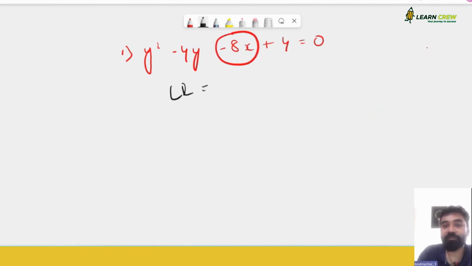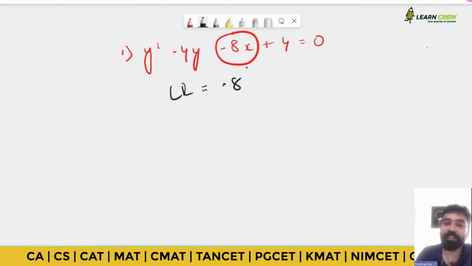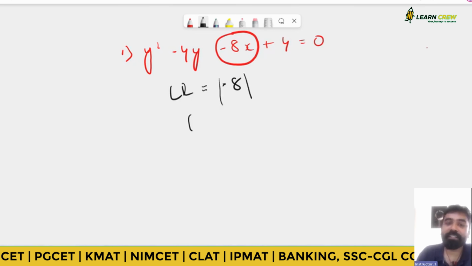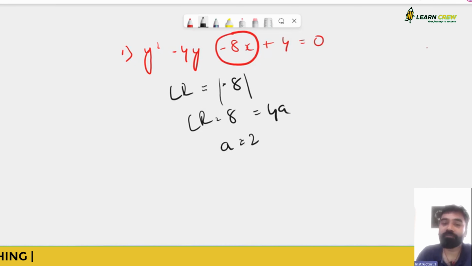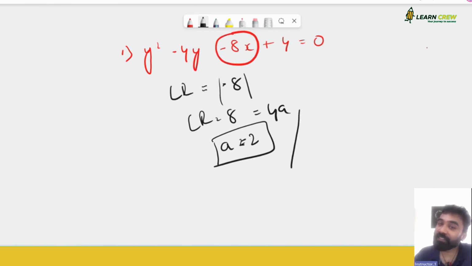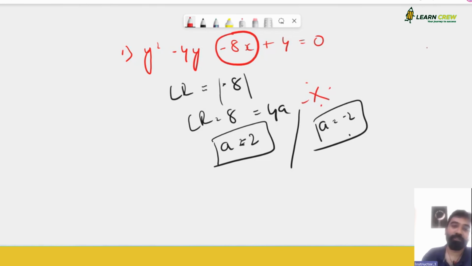Latus rectum equal to minus 8. Okay. So this cannot be a negative value. Obviously, it's a distance. It cannot be a negative value. So I'm going to take the mod of it. So latus rectum equal to 8, or this is equal to 4a, or a is equal to 2. Here, there is another scenario. A is equal to 2 as per the magnitude or the mod. If there is no mod, a is equal to minus 2. Keep that. This is very important. So the latus rectum value you have found out is going to be 8.